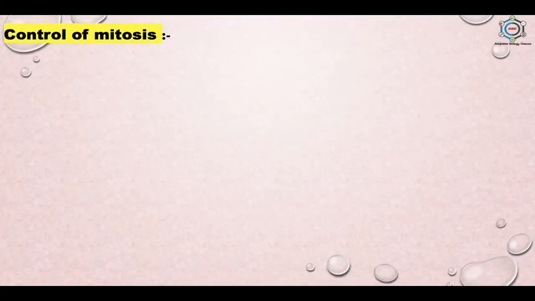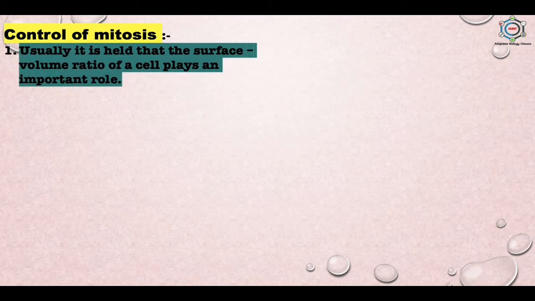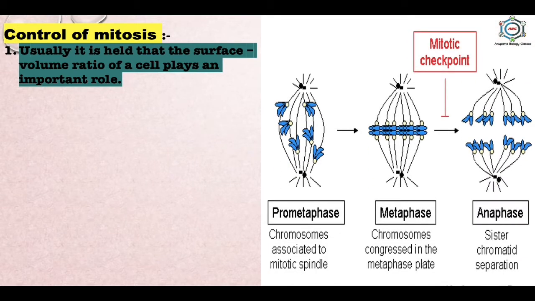Now, here the control of mitosis. Usually it is held that the surface to volume ratio of a cell plays an important role. In this picture you see the spindle checkpoint, also known as the metaphase to anaphase transition, the spindle assembly checkpoint. As the mitotic checkpoint, it is a cell cycle checkpoint during mitosis or meiosis that prevents the separation of the duplicated chromosomes until each chromosome is properly attached to the spindle. So, the mitotic checkpoint is in between the metaphase to anaphase transition state.